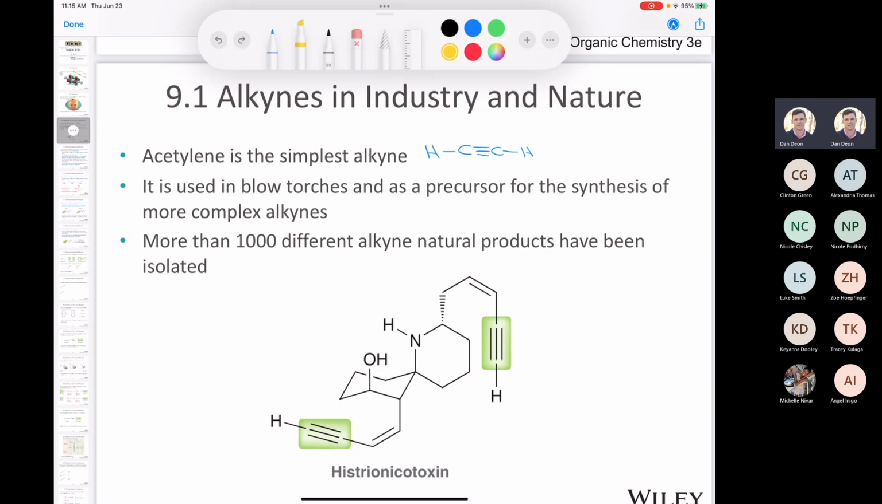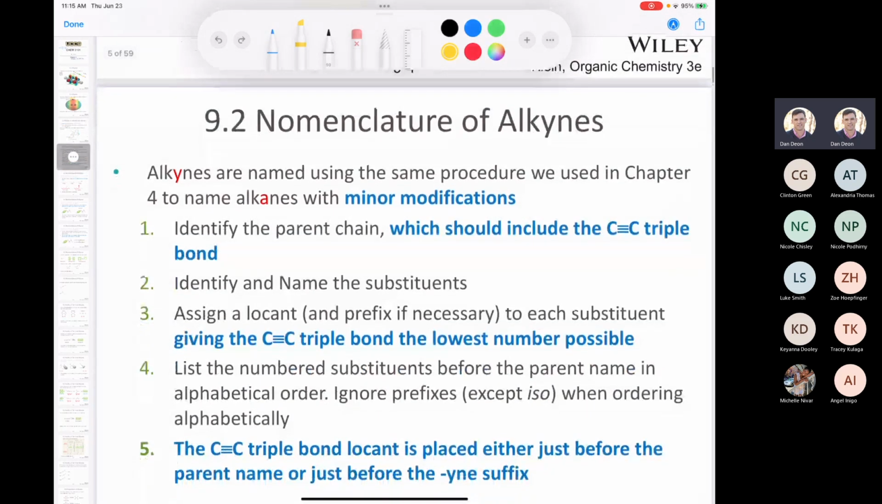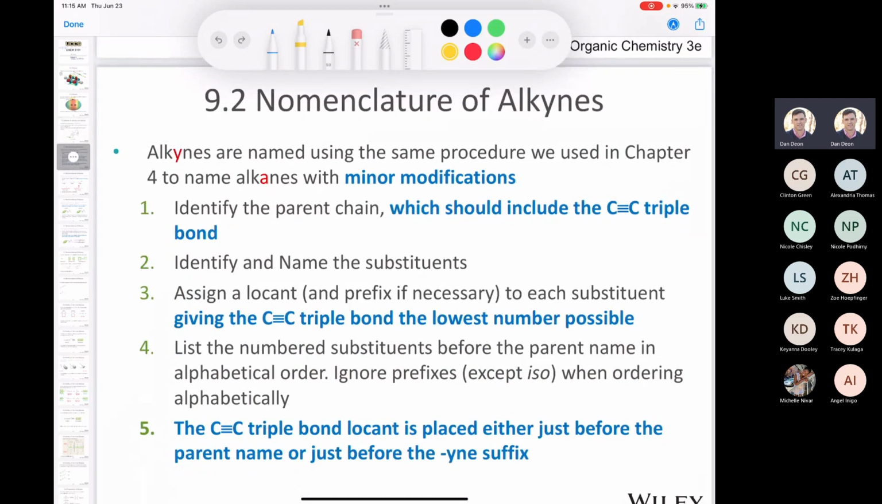I'll just put this out there as an FYI if you've read the textbook, and I encourage you to do that. There's an interesting example of a contraceptive that is used that also has an alkyne in it. I won't be quizzing you on that, but that might be something you would like to take a look at. Well, let's move on and talk about how we would name an alkyne.